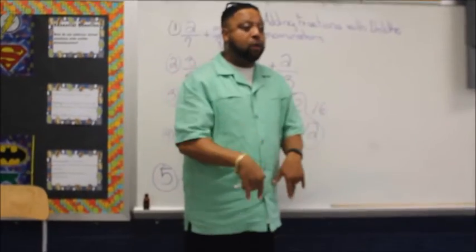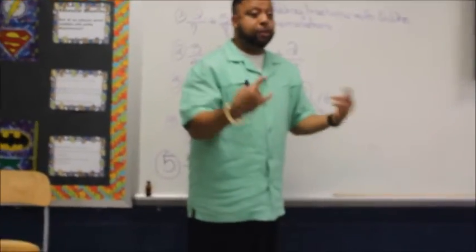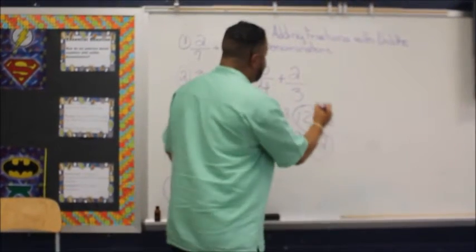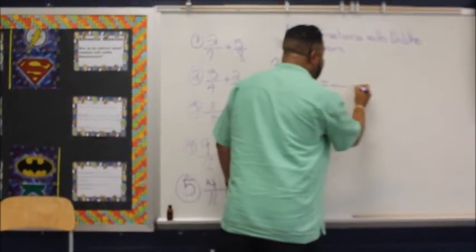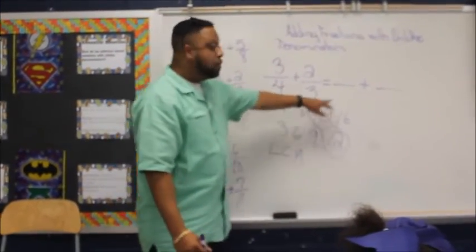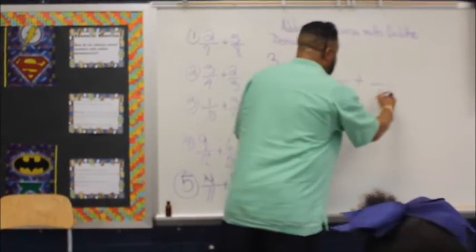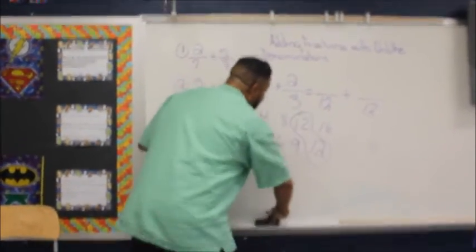So that will be our denominator. Go ahead, I want you to put an equal sign, a fraction bar, a plus sign, and a fraction bar. Now go ahead and drop your least common multiple. What is it? 12.